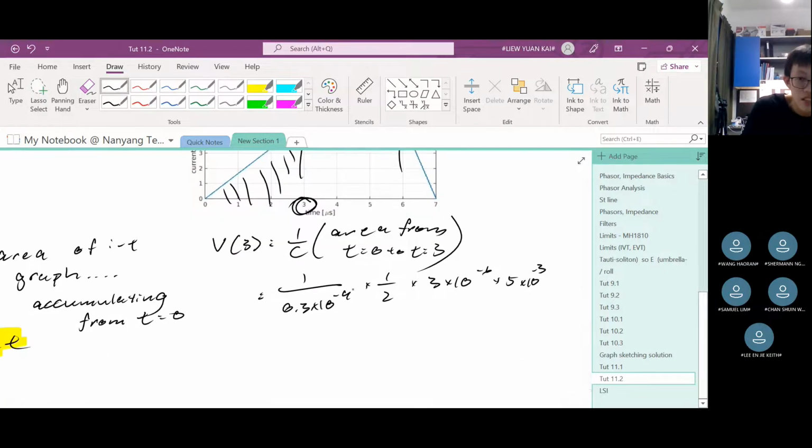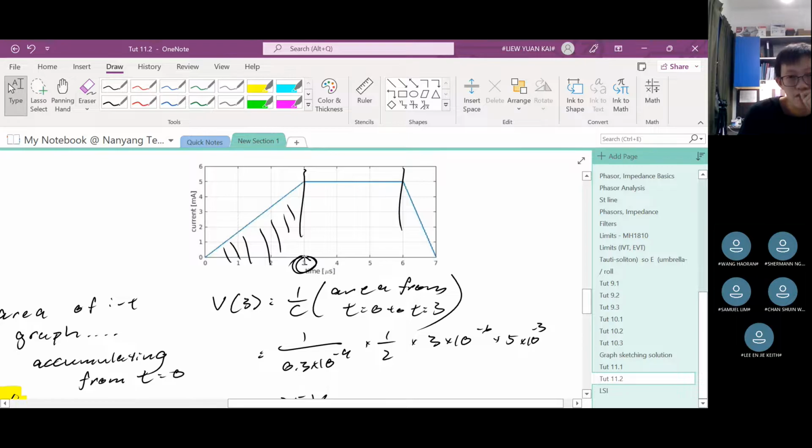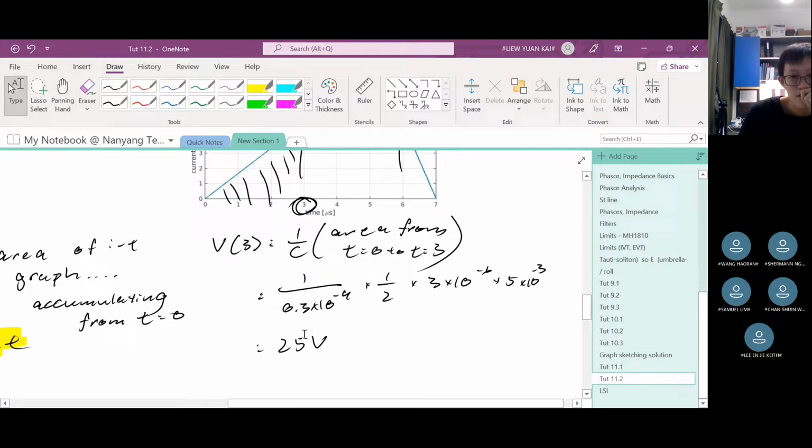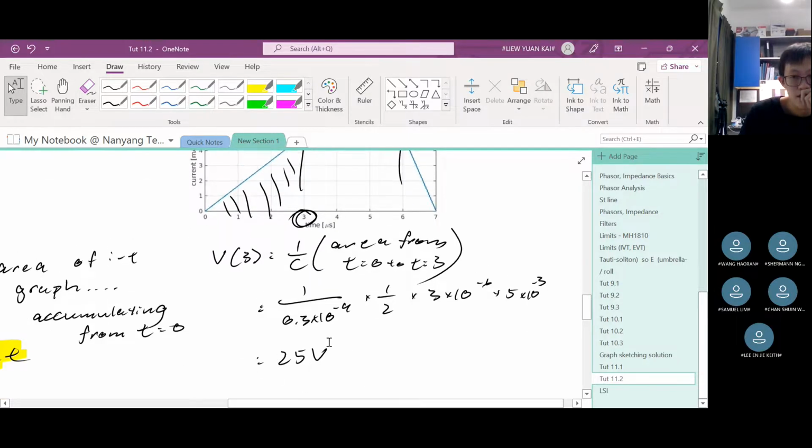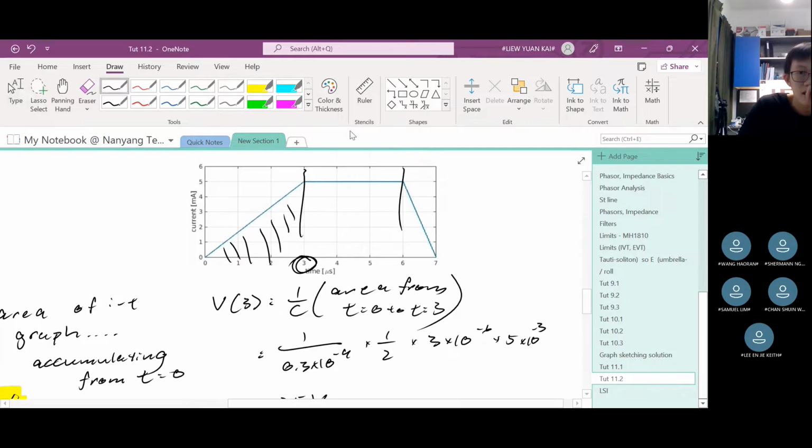Okay, when you calculate this, you should get 25. So by the time you reach 3 microsecond, the capacitor will have 25 volts of potential difference. Now let us move on until the second segment here at time equals to 6.